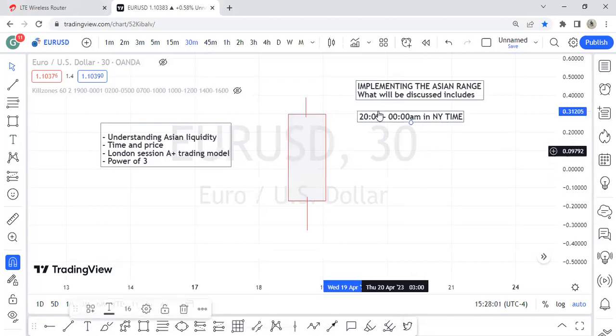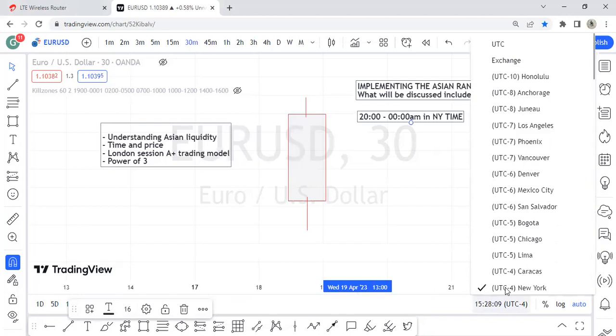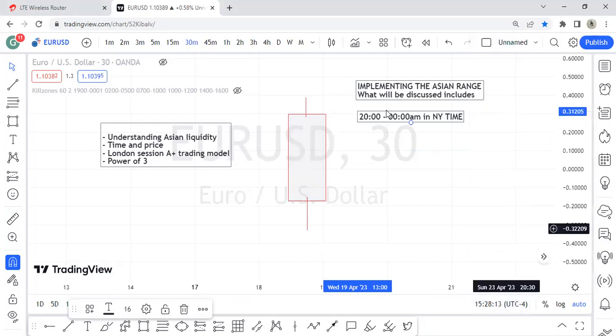The easiest way to do that is simply to come to your TradingView. You come to this point right here, at the bottom right, then you click on time zone. Then you can swap and come towards New York. So you're setting your time to New York, so that you're able to follow what I'm talking about.